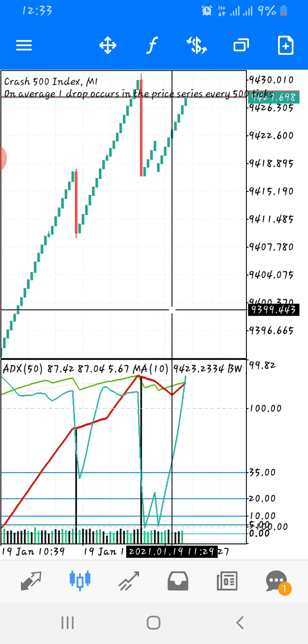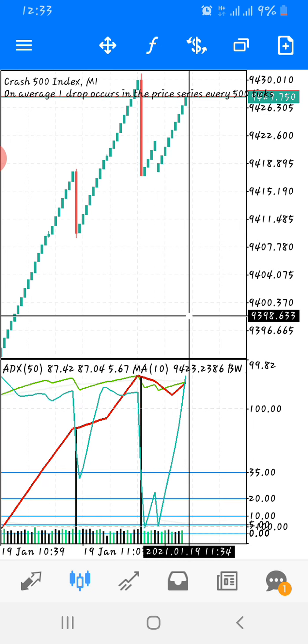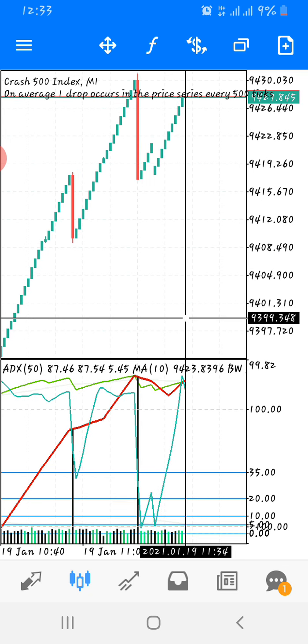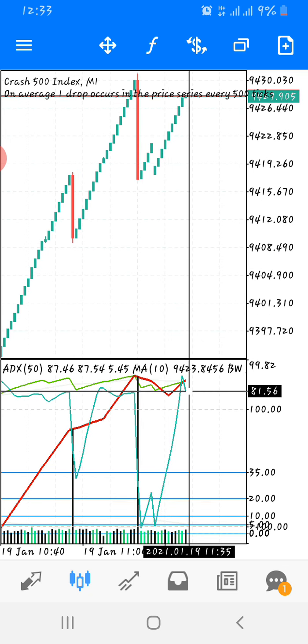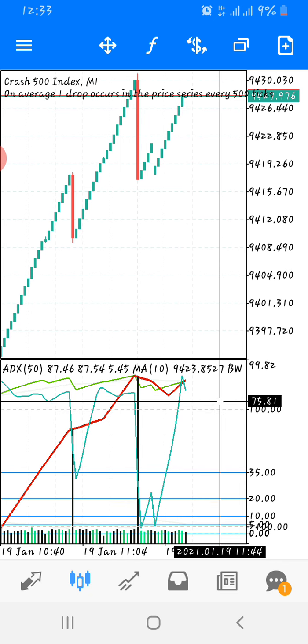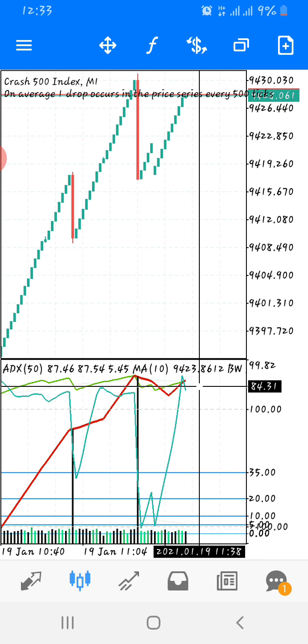So look at the red moving average crossing above for the Crash 500. The red moving average now is crossing above the green, which is indicating a spike. So it just crossed above. It just crossed above it. We're going to get a spike. Just get ready for it.